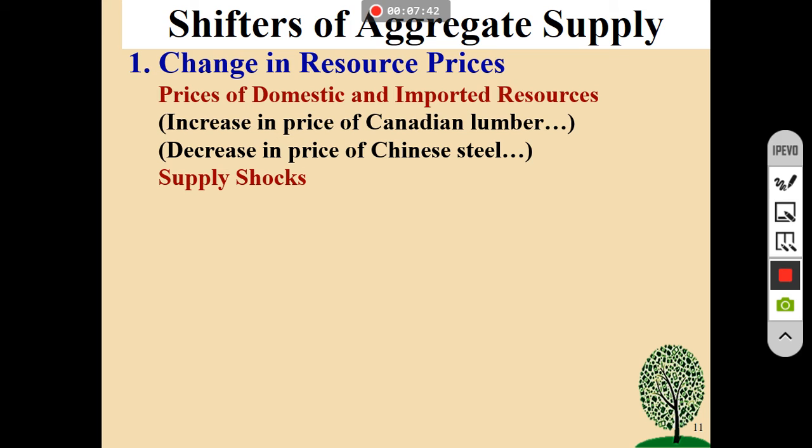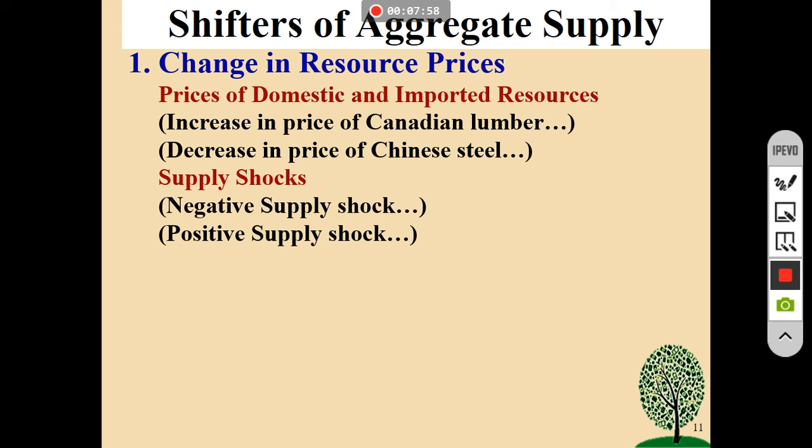Any kind of a major supply shock. So if we have a negative supply shock, suddenly something happens and what was once the number of something we could supply has dramatically dropped, right? That's going to decrease aggregate supply. And a positive supply shock. So suddenly there's more out there, we discover more oil or something like that. That's a positive supply shock that will increase aggregate supply.